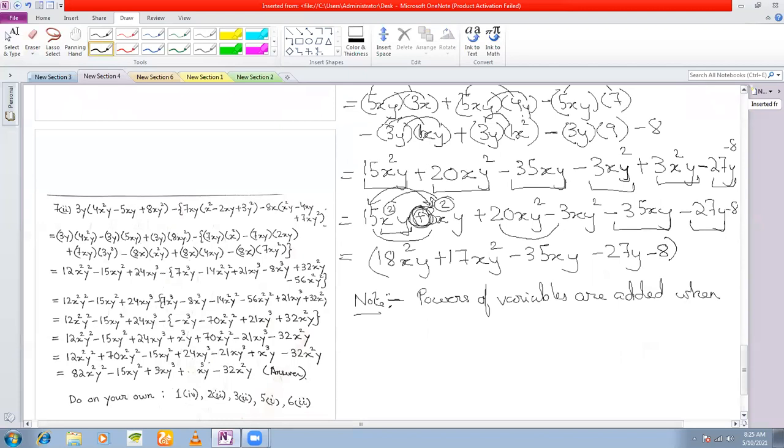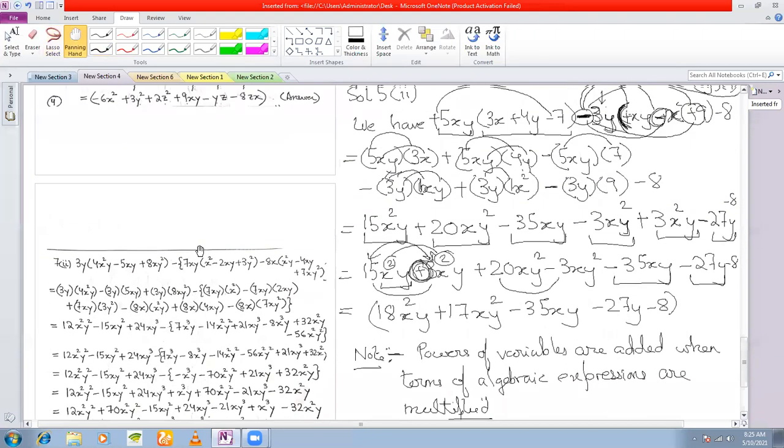So powers of variables are added when terms of algebraic expressions are multiplied. I'm underlining multiplication. When they are multiplied, only then the powers are added. Otherwise, when terms are added, you simply add up the coefficients.